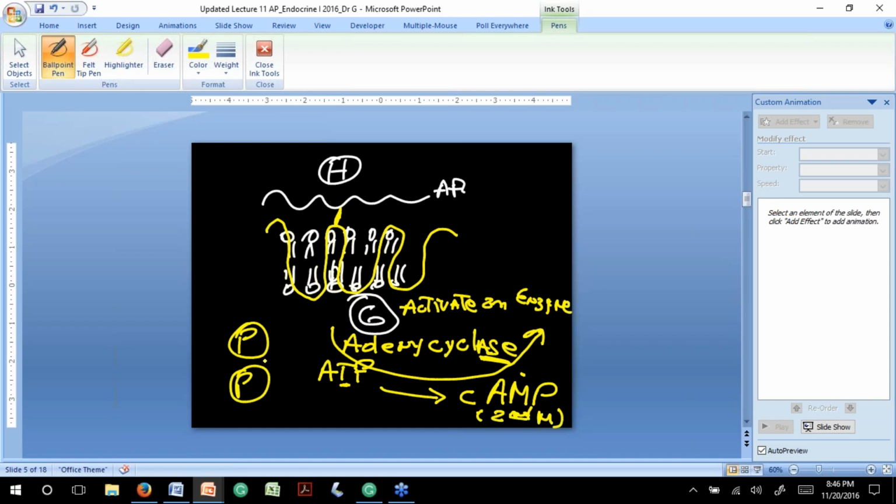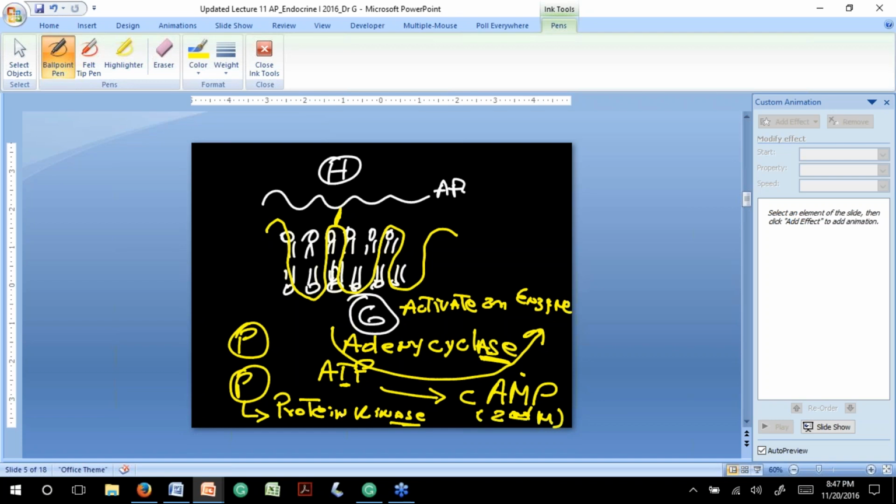And these phosphates activate another protein, the protein kinase, another enzyme. This protein kinase is being activated by the phosphates coming from the transformation of ATP to cAMP, or cyclic AMP. These phosphates are full of energy, because phosphate is the energy, and they activate the protein kinase.